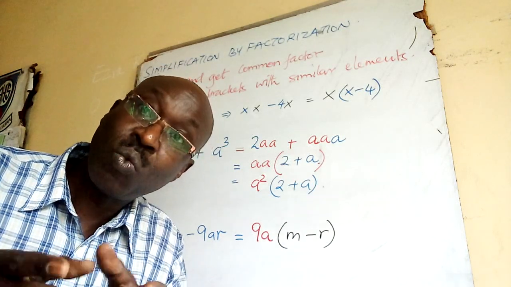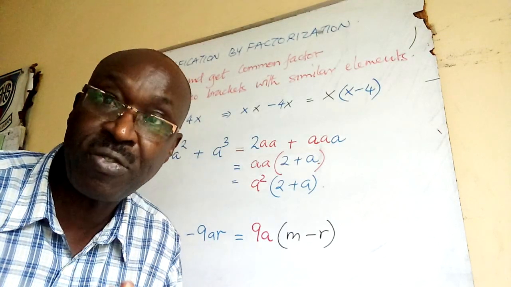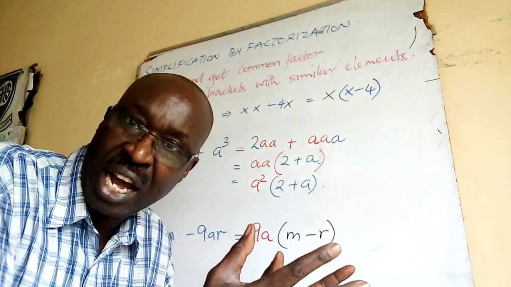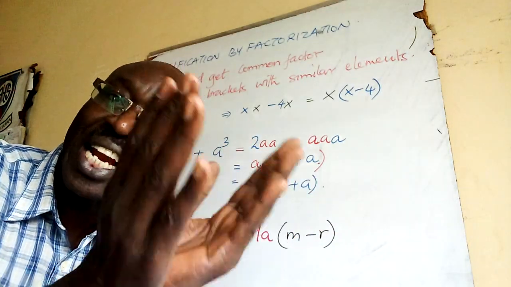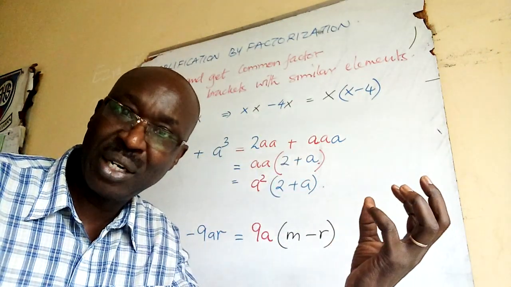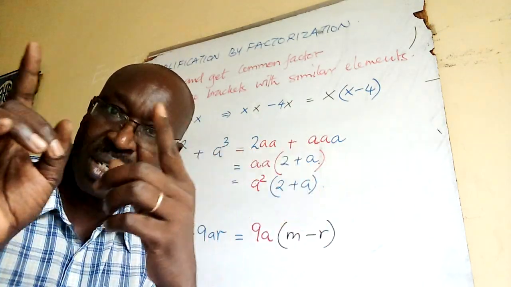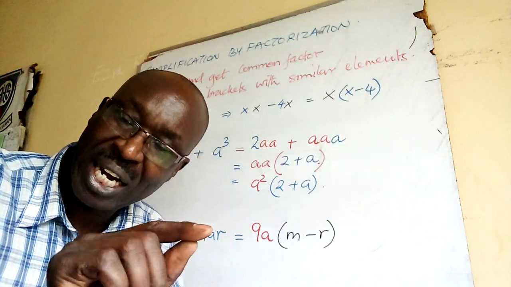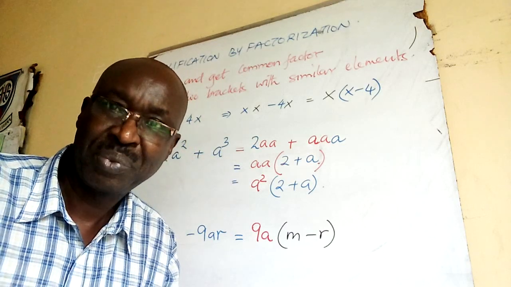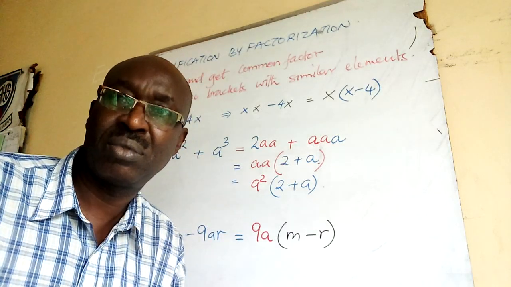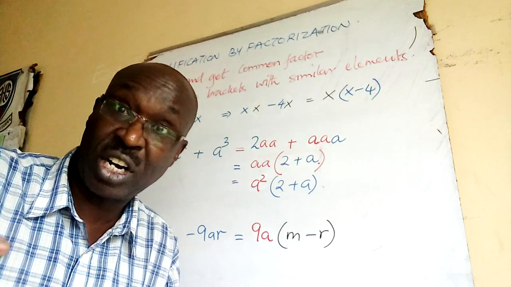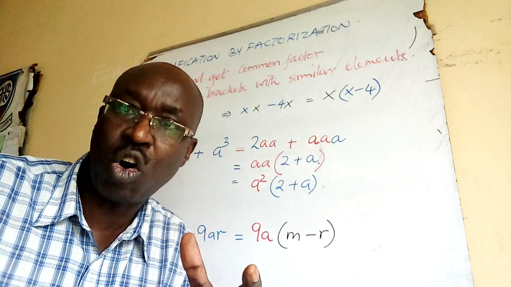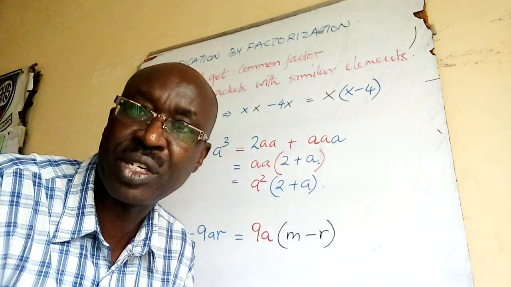So what does it mean? We must have at least two factors. You must have at least two terms. There is a term plus or minus another term. Okay? There is something plus something or something minus another thing. There must be two terms for factorization to take place. We are looking at what is common between these terms.